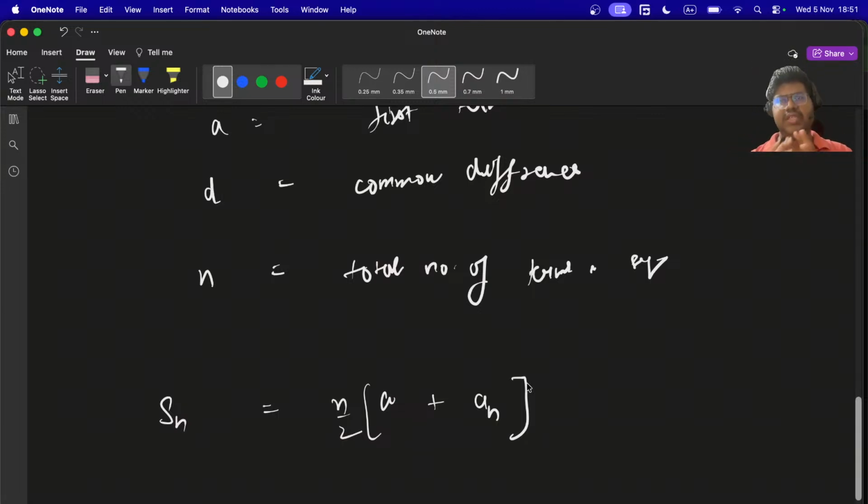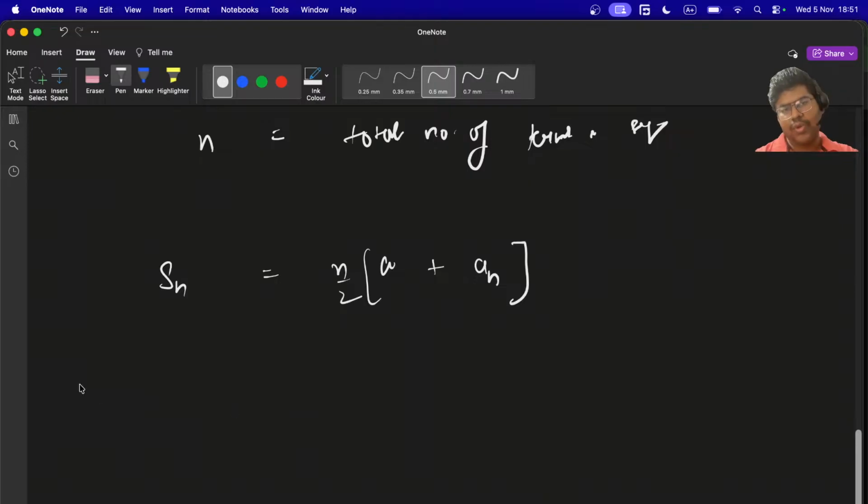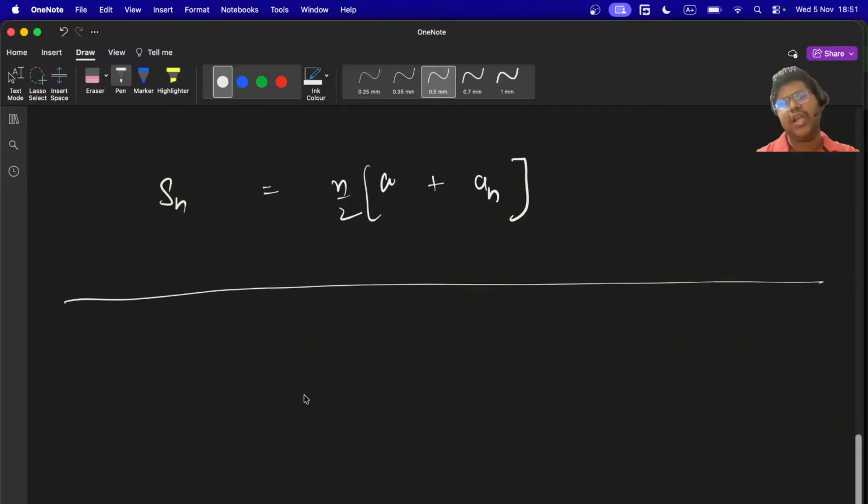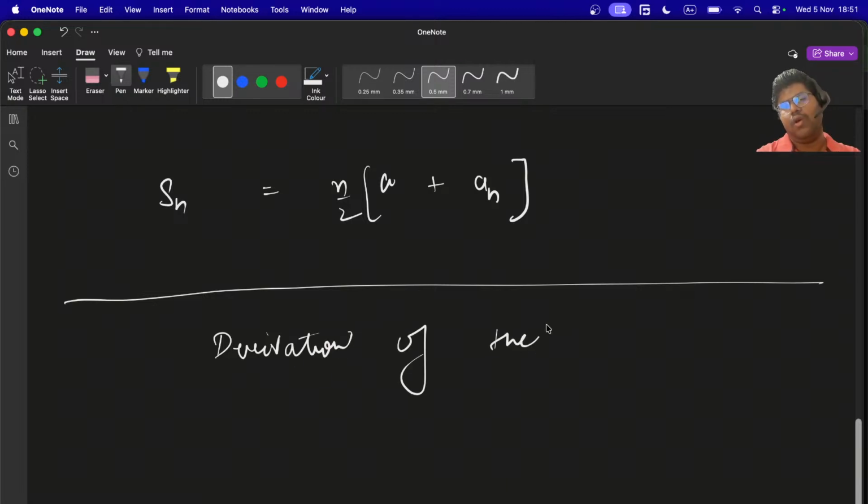Now we know this formula, but there might be some derivation for how the formula comes about. How is the formula coming? So let us now proceed to understanding the derivation of the formula.